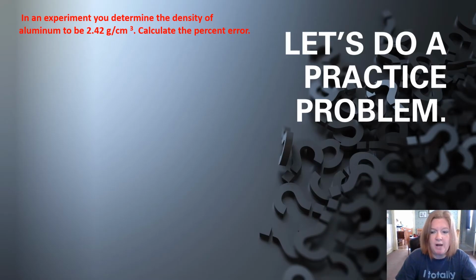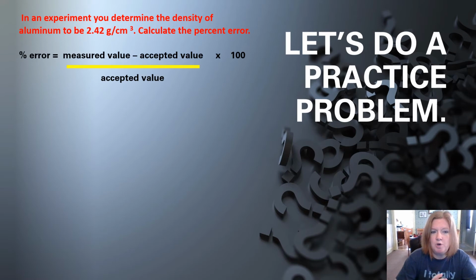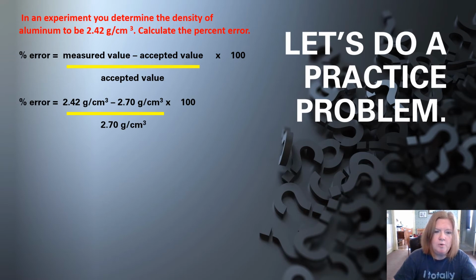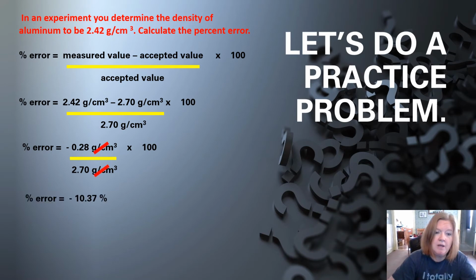So let's do a practice problem. In an experiment, you determine the density of aluminum to be 2.42 grams per centimeter cubed. Calculate the percent error. So remember, measured minus accepted divided by accepted times 100. You're going to plug in the numbers. Where did I get that 2.70? From Table S, I found the density of aluminum. I'm going to do that subtraction first. Then I'm going to do the division. And remember, I can cross out those units. So I'm just left with a percent, 10.37%. Based on significant figures, which is coming up in a lesson, I want that to be 10.4%.